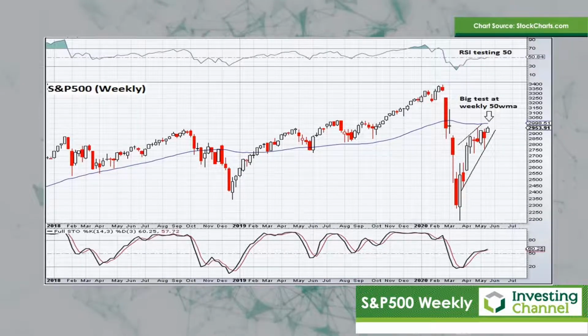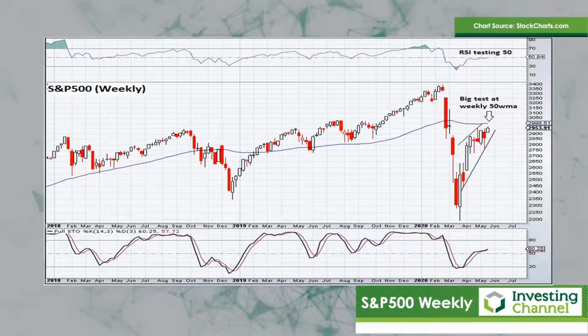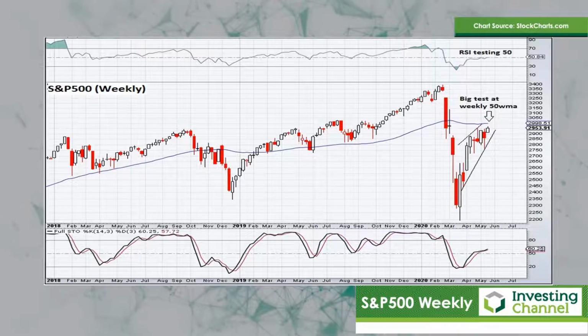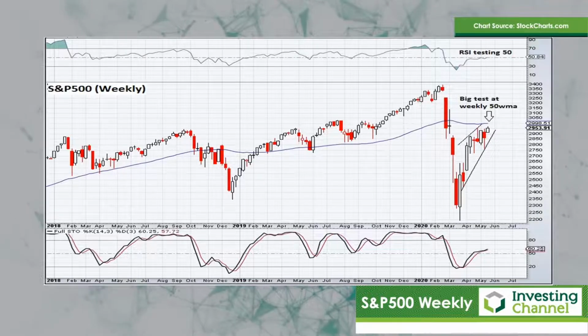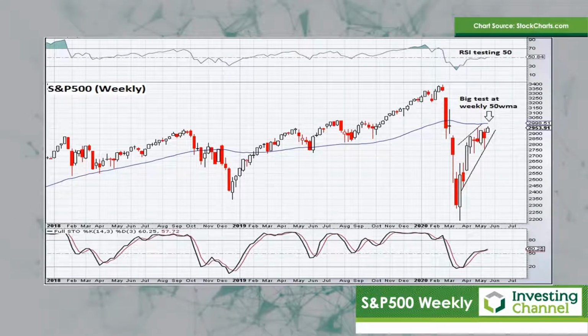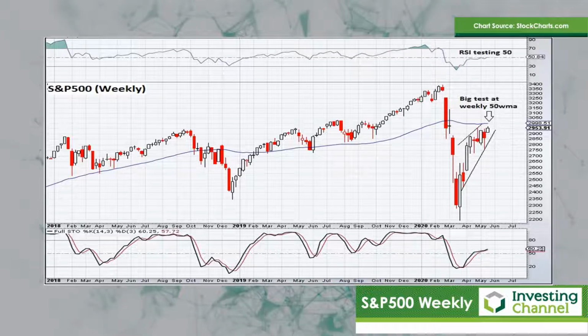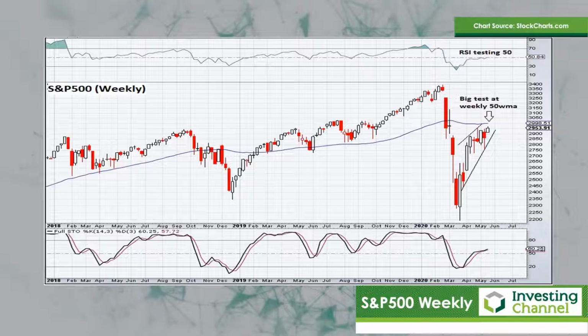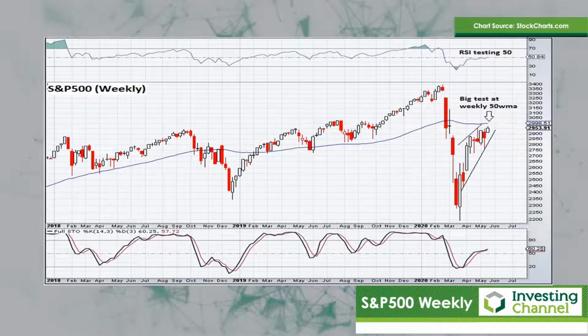Also notice the relative strength index at the top of the graph here, and that is showing that the RSI is now testing 50. And again, a rough rule of thumb here is that in a rising trend, your RSI stays above 50. In a declining trend, your RSI stays below 50. So with it now testing that 50 level, it's quite a critical junction at this point in time.